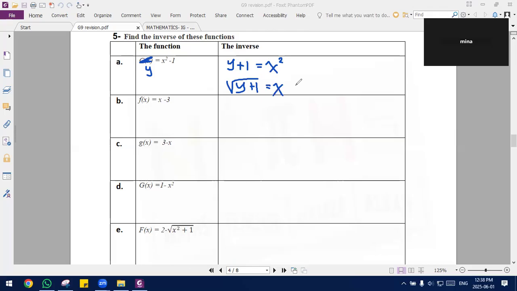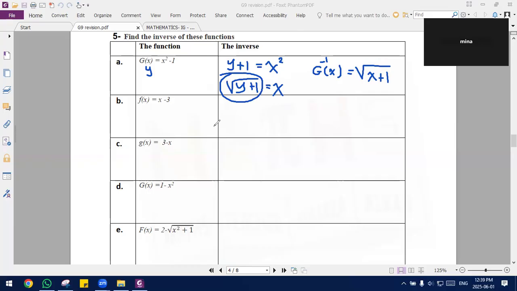Okay, when x is the subject, now you write the final answer. So this one, what is it called? g(x), right? So I write g inverse x, with power minus 1, is equal to, and then you write it in terms of x, not y. So the square root of x plus 1. This is the answer. And I change y back to x, and bring back the name, which is g inverse x.